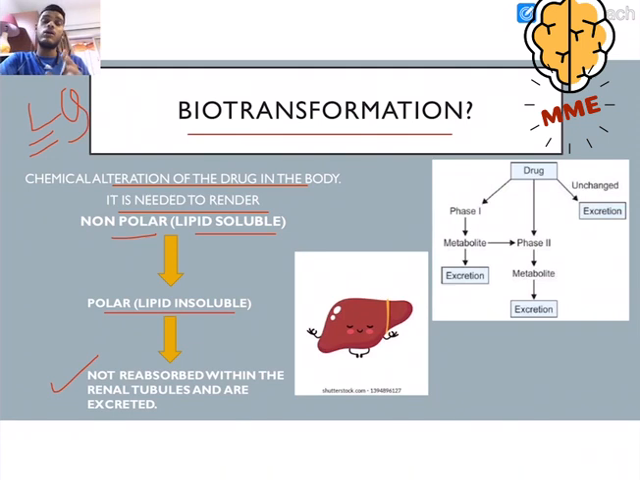Okay, so I hope you understood this. So what is the site for biotransformation? Our site is our very cute meditating liver. Okay, so this liver is our site for biotransformation. Okay, let's move on.